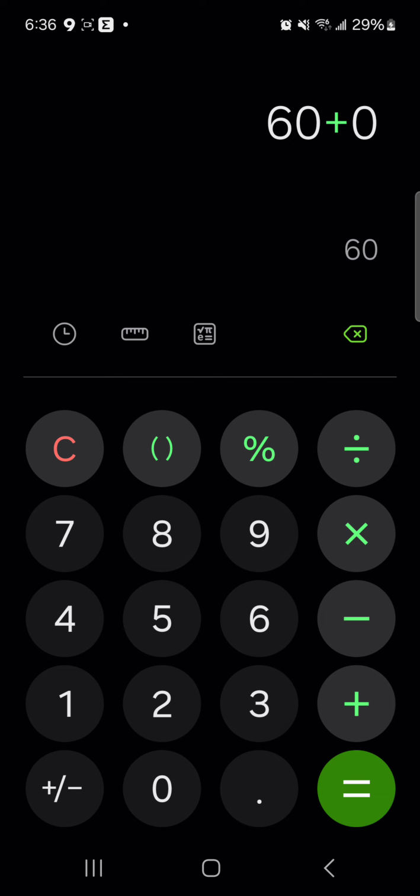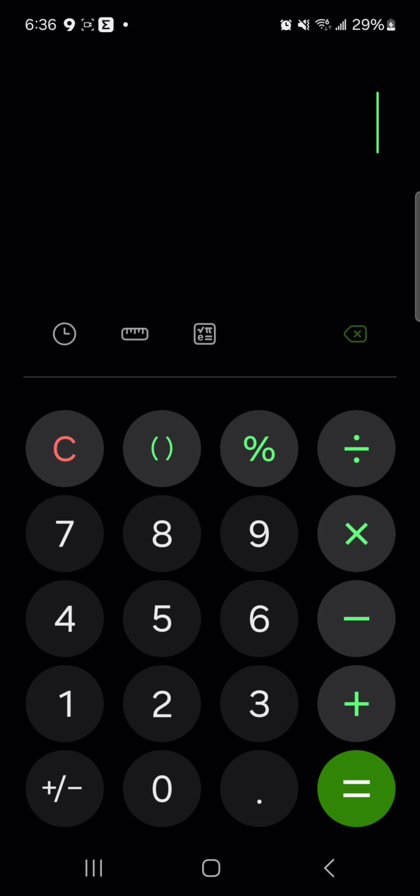And this is where I think they're getting confused. They're remembering that 60 plus 0 is 60, so they're thinking in their mind that 60 times 0 is 60, and obviously that's not correct at all. So these are some of the common problems.